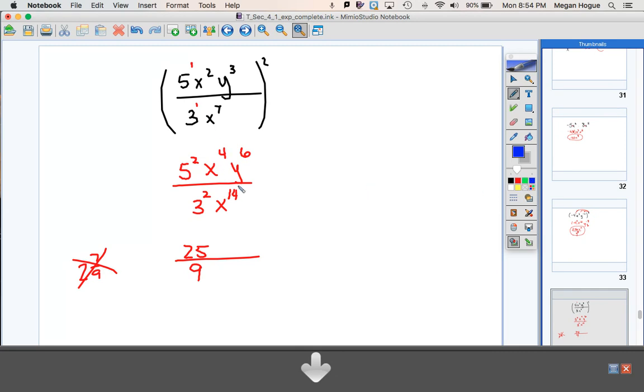Now think about for a minute, what do we do with these? We haven't seen that yet in this video. It's division, same base, subtract the exponents, and we have a little trick. Big number minus small number, because that's how we like to subtract. So 14 minus 4, that's 10. My answer goes where the bigger exponent was, so it's going to go on the bottom. So x to the 10th ends up on the bottom. Nothing happened with that y because it was the only one. 25 y to the 6th over 9x to the 10th.